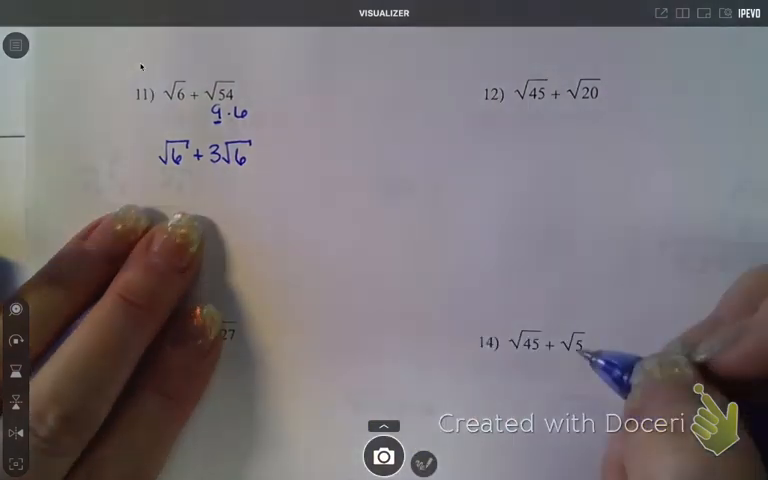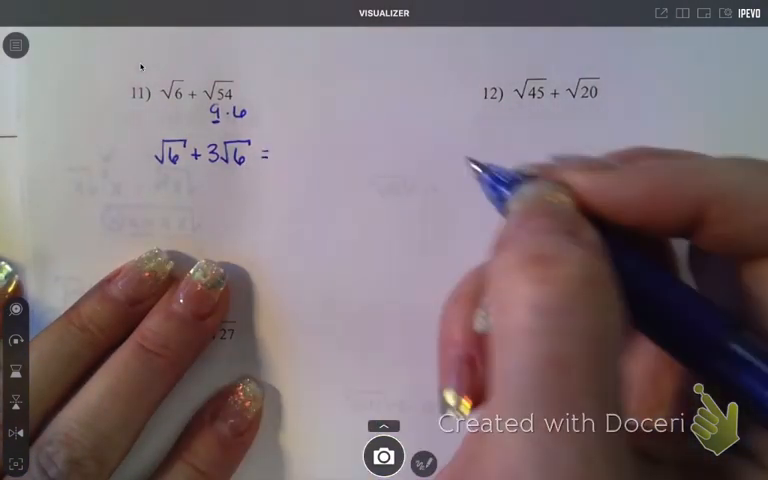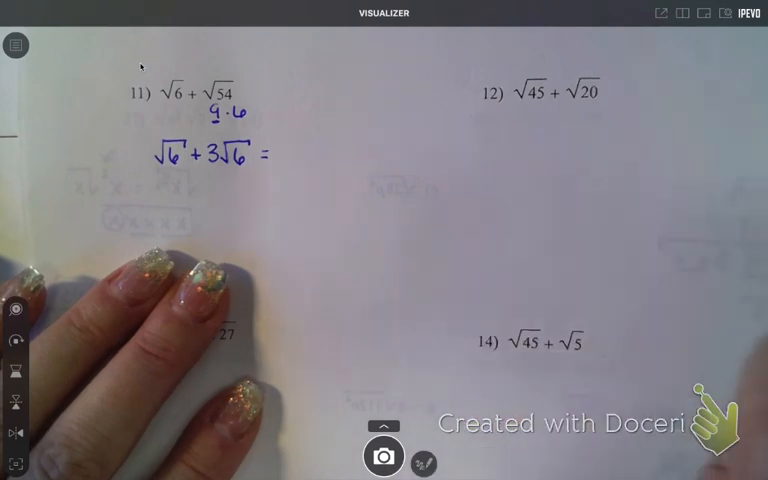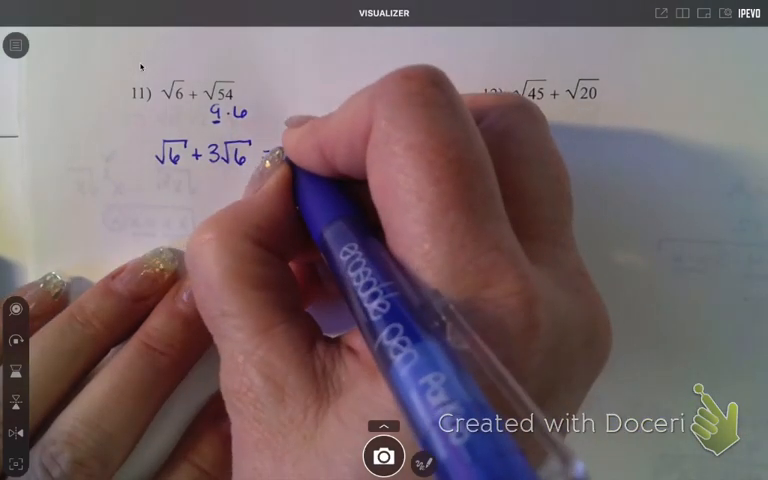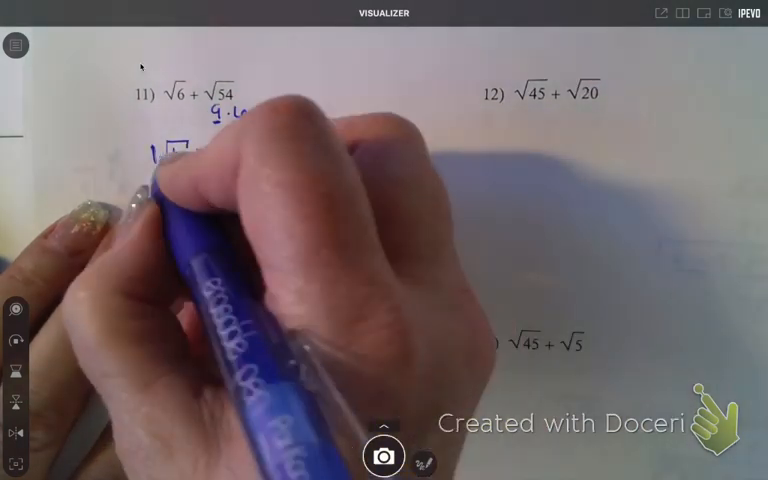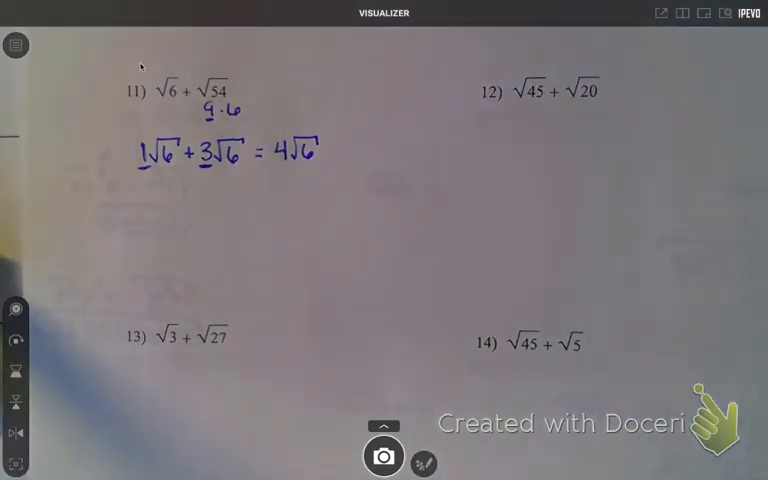So now are they the same radicand? Are they alike now? Yes. So how many square roots of 6 do I have? 4 square roots of 6. There's a 1 in front of the first one. And what is 1 plus 3? 4. I have 4 square roots of 6. It's just like x's. When I add x's, I have 2 x's, correct? Okay, I have 4 square roots of 6.